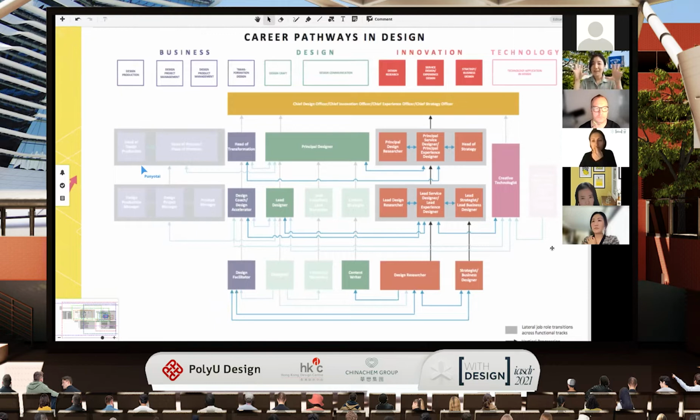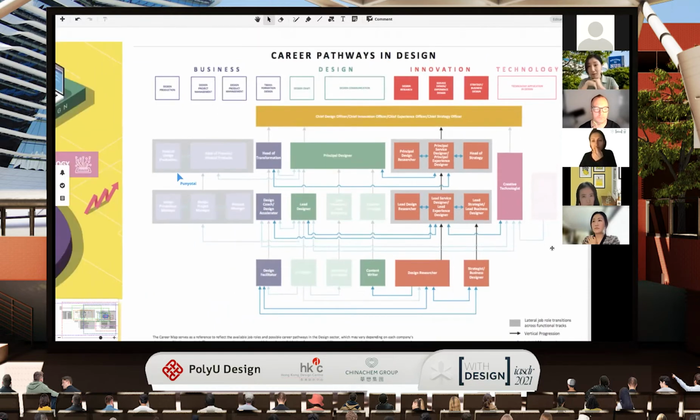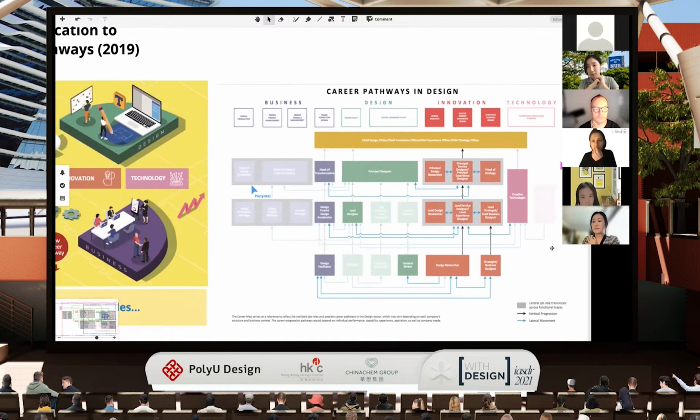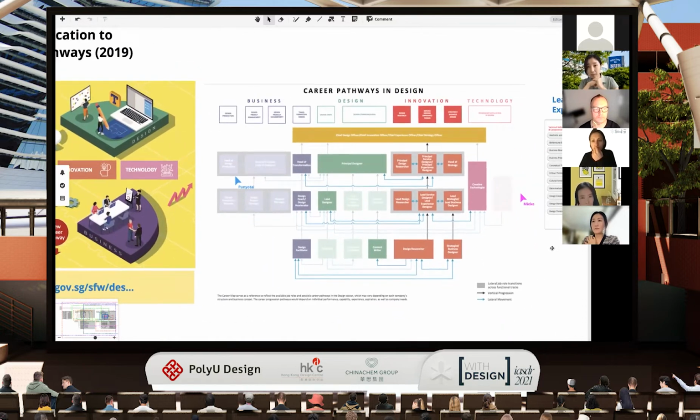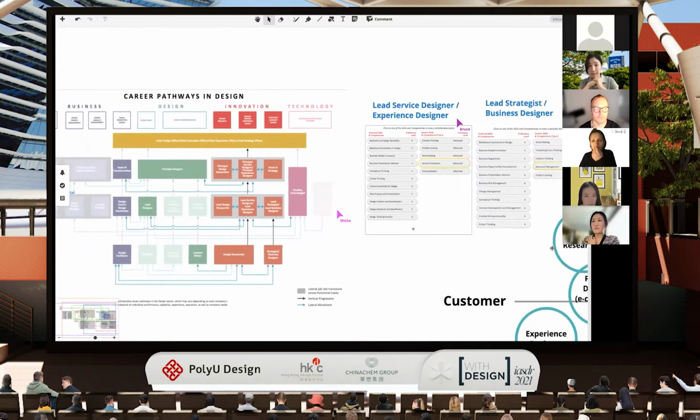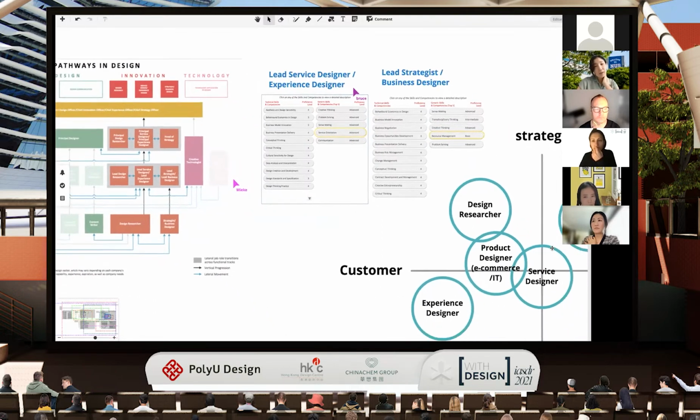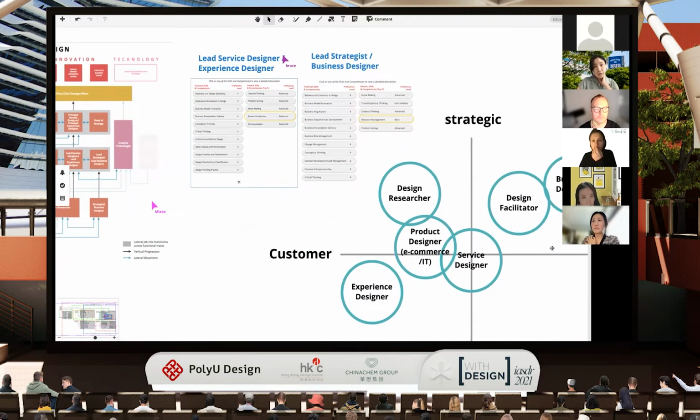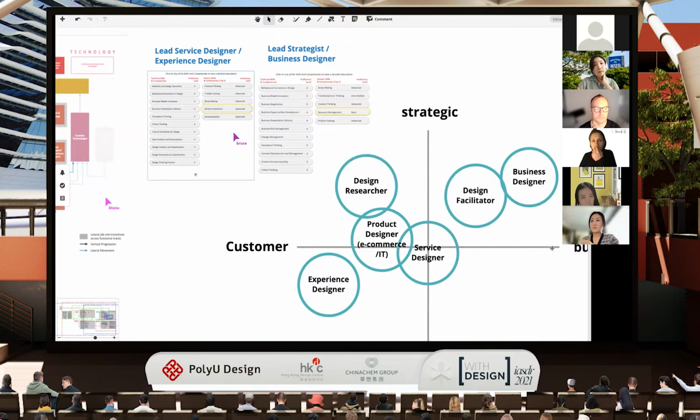So this kind of structure or career pathway indicates how Singapore organizations perceive the role and the position of a service designer. You can also look at detailed job descriptions and job skills there too.